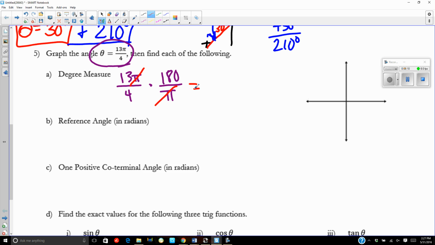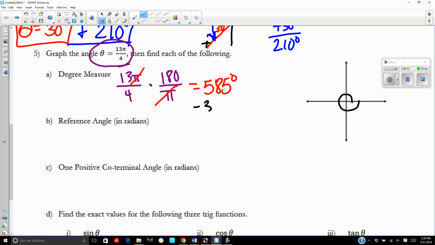Pi's cancel, and it's just 13 times 180 divided by 4. That comes out to be 585. So this is going to be an angle that's wrapped all the way around and then some. So 585. So this is 1 full revolution around. It's over 360.